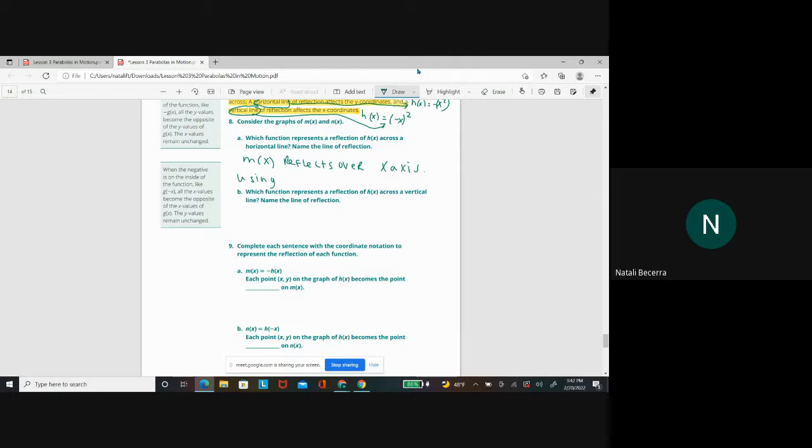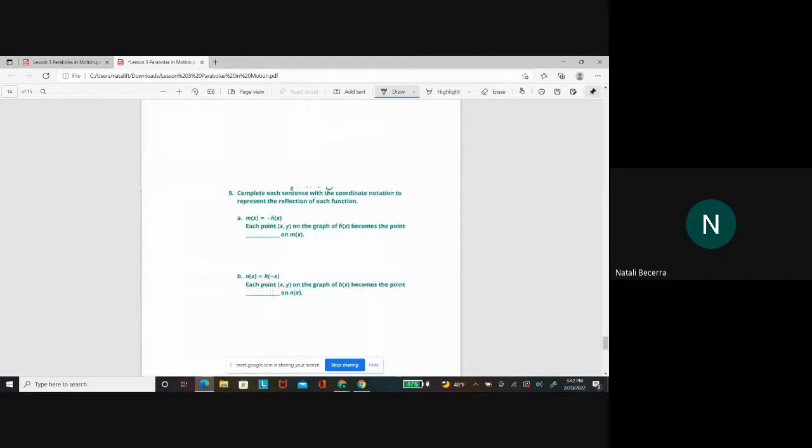Using y equals 0. And then n of x reflects over, remember, this one was the one that was a vertical line. A vertical line is the y-axis, using x equals 0. All right, so that's it for this lesson.